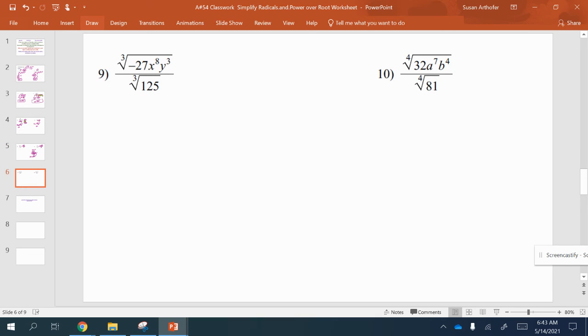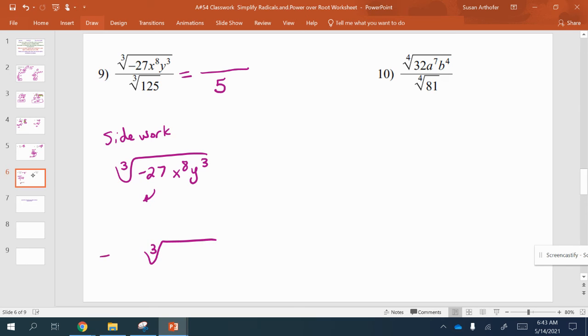Okay, and the last 2. So again, there's that root chart that is over on Google Classroom. You should know the cubed root of 125 is 5. And then I'm going to do the side work for the top. So this is a cubed root of negative 27, x to the 8th, y to the 3rd. Cubed root of negative 27, we can take that out as a negative 3 because negative 3 times negative 3 times negative 3 is negative 27. So there's 3 that match.